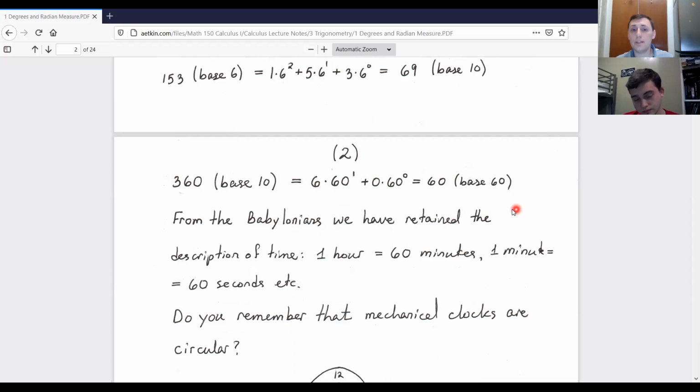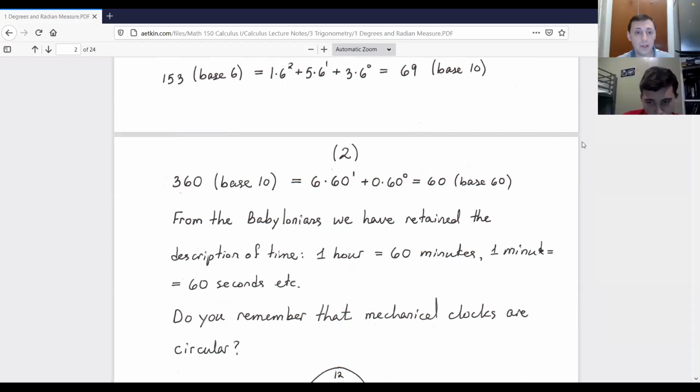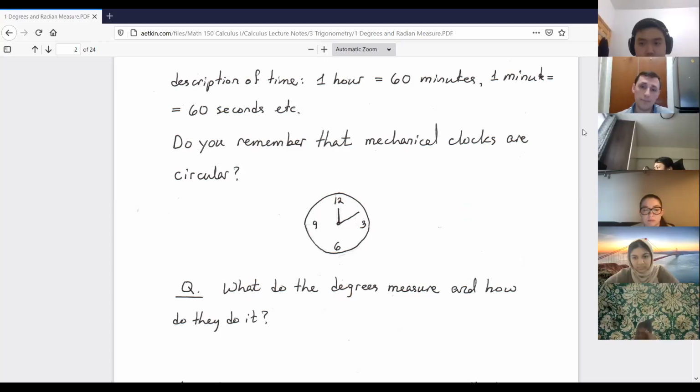So from the Babylonians, we retained the way we measure time. So 1 hour is 60 minutes. 1 minute is 60 seconds. You understand? We kept that measurement from Babylonian time. So the clock, as you can see, is basically what do degrees measure and how do they measure it? What are degrees, guys? In essence, do you by any chance have an idea? A very simple explanation of what degrees are and what they are supposed to measure.